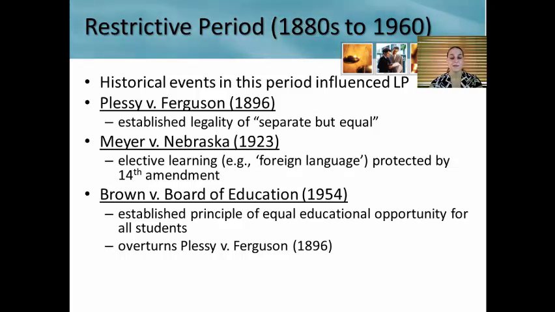So in 1954, we have the Brown versus Board of Education law, and this overturned the Plessy versus Ferguson law, which established that separate but equal doctrine, where students would be educated separately. They found that law was actually unconstitutional for a variety of reasons. One of the main ones being that separate but equal was actually not equal at all, and that these schools could not be equal because the resources that were given to the schools based on the taxes in the areas in which those schools were based were very different.